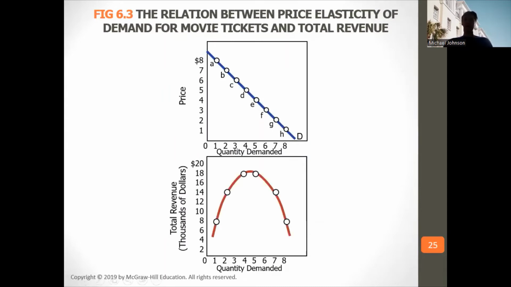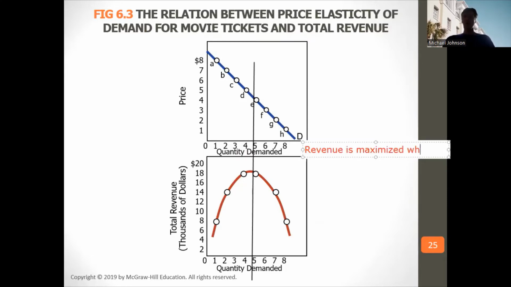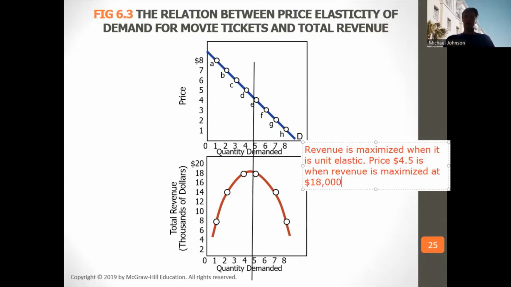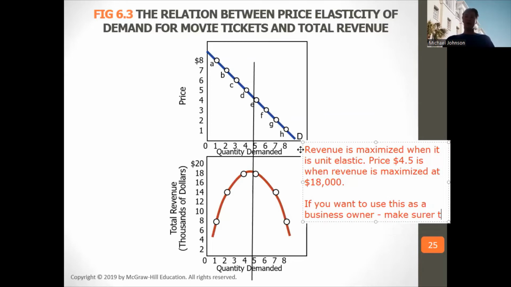So in this case, what happens is I'll show you what happens. So revenue is maximized when it's unit elastic. So in this case, price of 4.5 is when revenue is maximized at $18,000. So if you want to use this as a business owner, make sure that you set price equal to when the demand is unit elastic to maximize revenue.